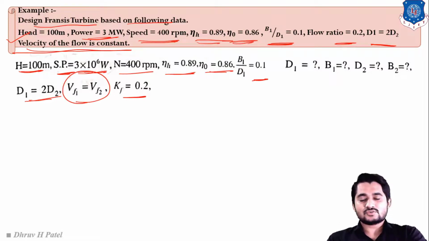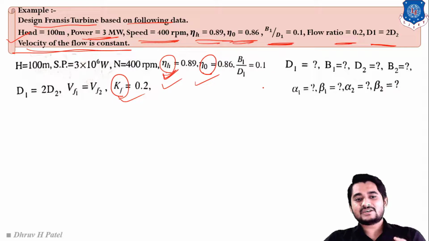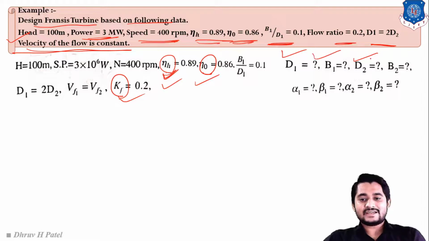Clear students? So first of all, we don't have to draw the velocity triangle. We just have to remember which equation we will use, right? From the given data, we know the equation of hydraulic efficiency, overall efficiency and equation of VF, KF also. So from the given data, all these three we can solve. So from the design of Francis turbine, which values we have to find? We have to find diameter at inlet and outlet, width at inlet and outlet, and the inlet and outlet angles respectively. Clear? Alpha 1, alpha 2, beta 1 and beta 2.